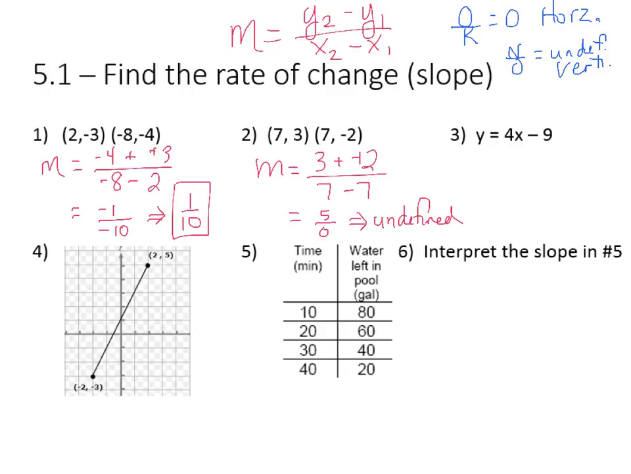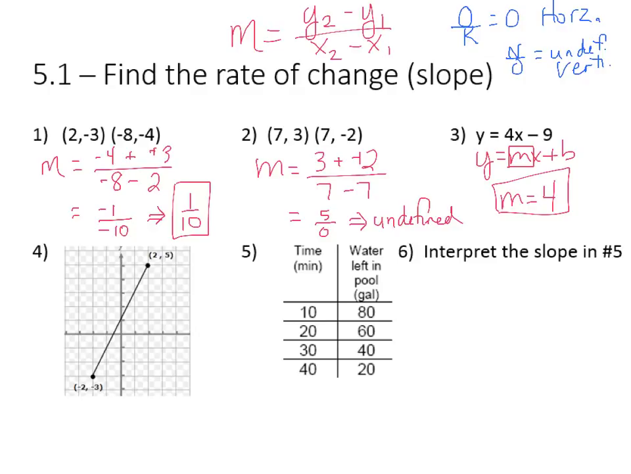Number 3 is a different type of problem. You're looking for slope. Remember, this is just y equals mx plus b. The slope is the m. So in this equation, the slope would be 4. Not 4x, don't include the x. It's just the number in front of the x.